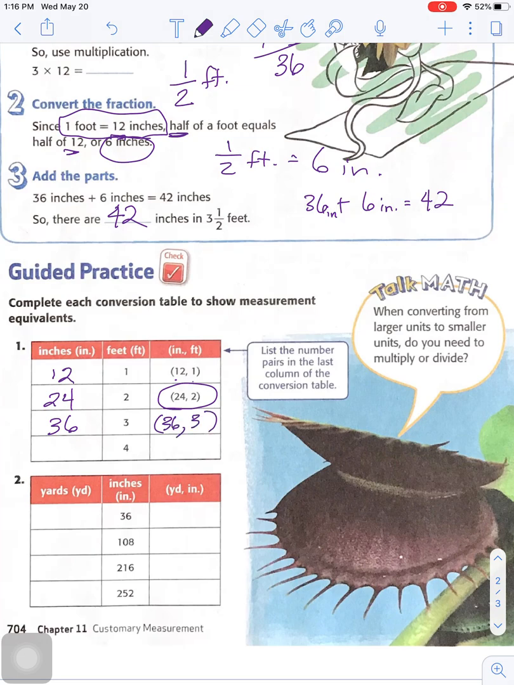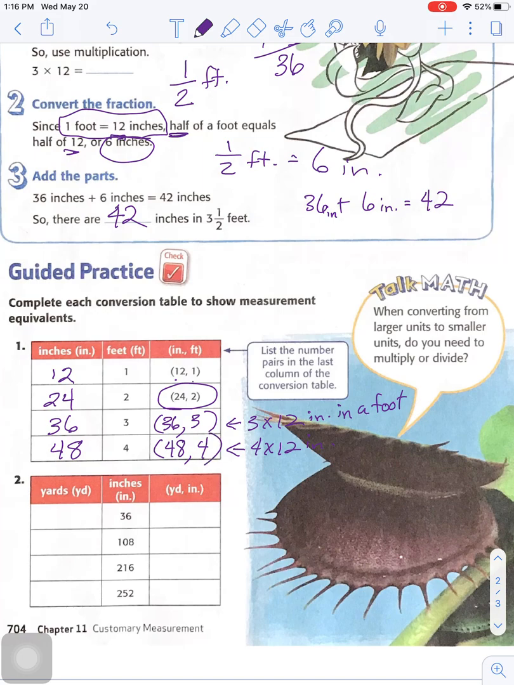3 feet. 4 feet would be 4 times 12, right? This would be like 3 times 12 because this is inches in a foot. And there are 3 of those feet, so you multiply, okay? 4 of those feet and 12 in every one of them would be 48. And your ordered pair would be 48, 4.